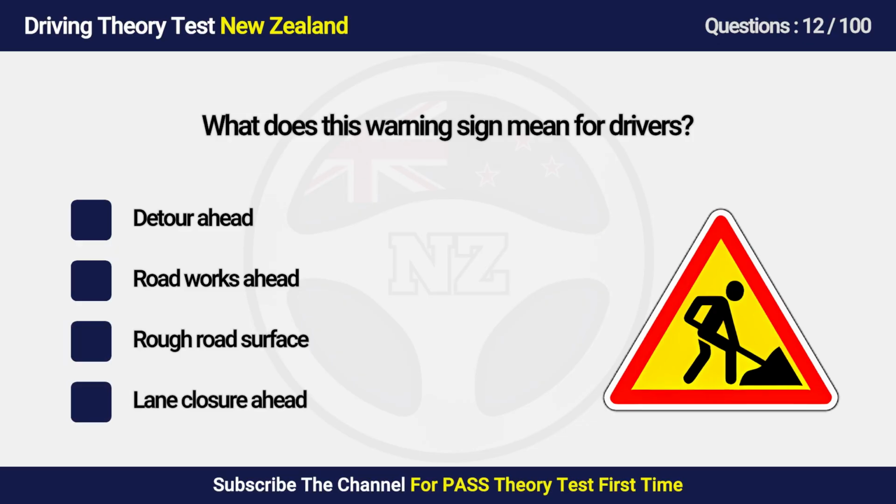What does this warning sign mean for drivers? A. Detour ahead. B. Roadworks ahead. C. Rough road surface. D. Lane closure ahead.